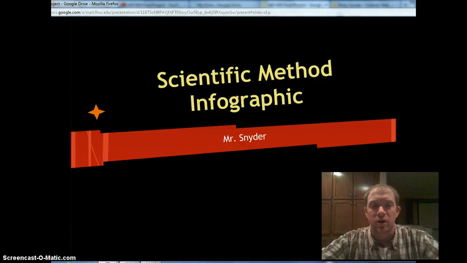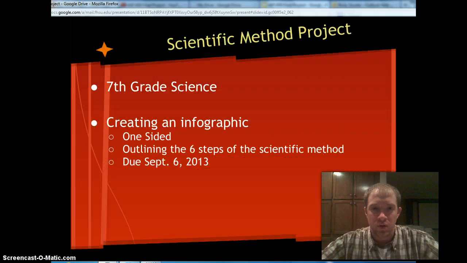Alright, today what we're going to be talking about is creating a scientific method infographic. And this is for Mr. Snyder's classroom. What we're going to do is try to create a project for our scientific method system, and it's going to be used for one of our core standards for 7th grade science. An infographic is a one-sided sheet of paper.